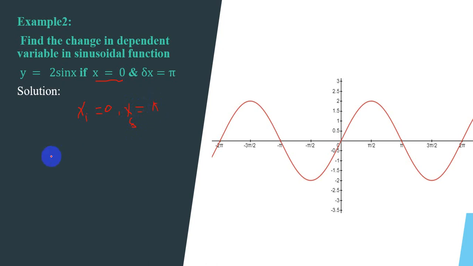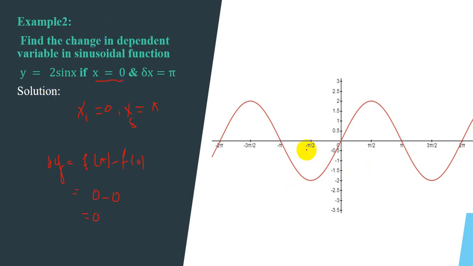So the change in the dependent variable will be equal to the value of the function at the final value of the independent variable, f of pi, minus the value of the function at the initial value of the independent variable, 0. You have to estimate the value of this sinusoidal function at x is equal to pi. Definitely I will obtain 0, and the value of the function at x is equal to 0 will also be 0. So you can see here delta y is equal to 0. So when I change the value of the independent variable from 0 to pi, the change inside the dependent variable is 0.